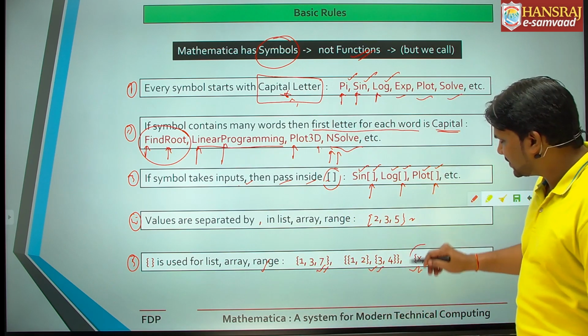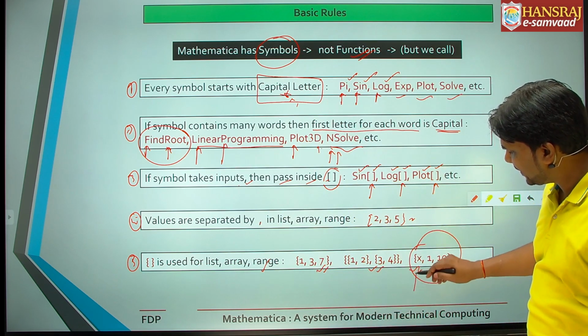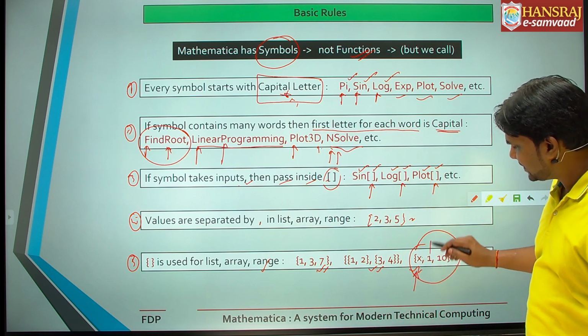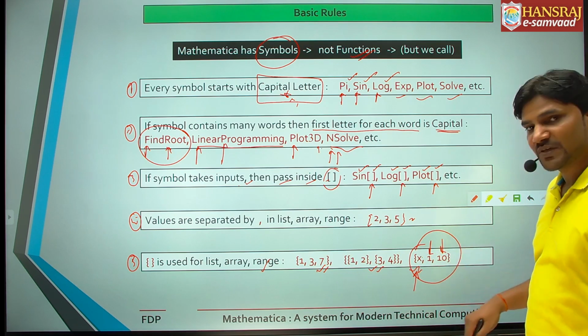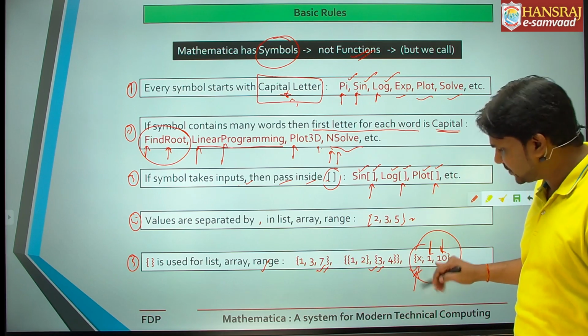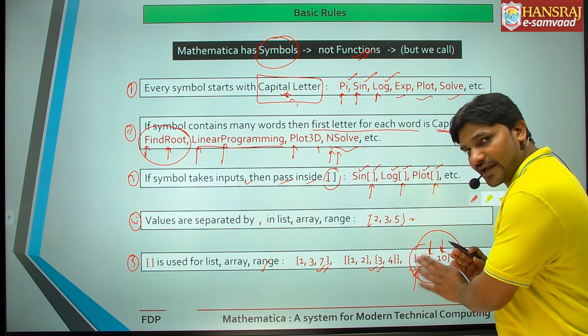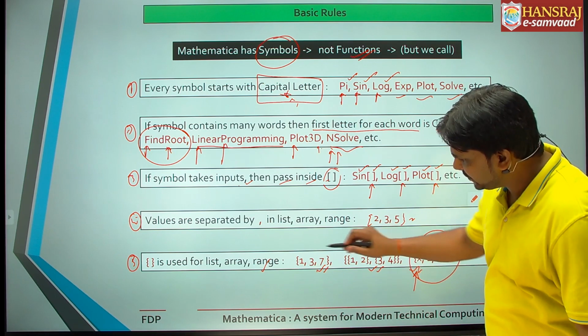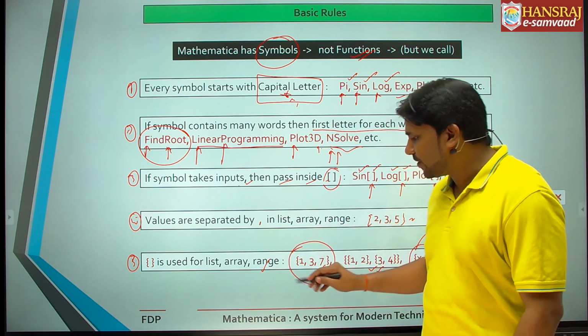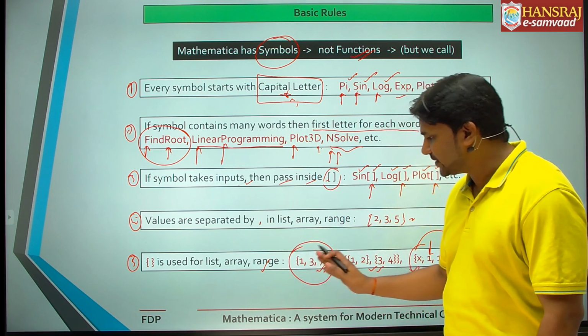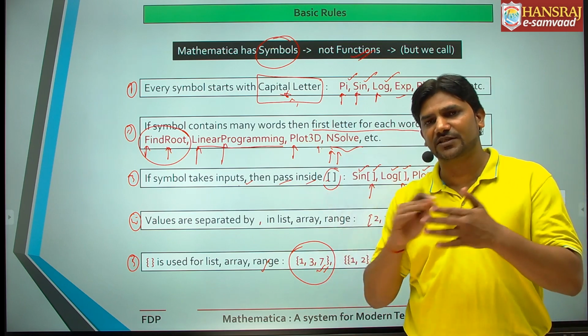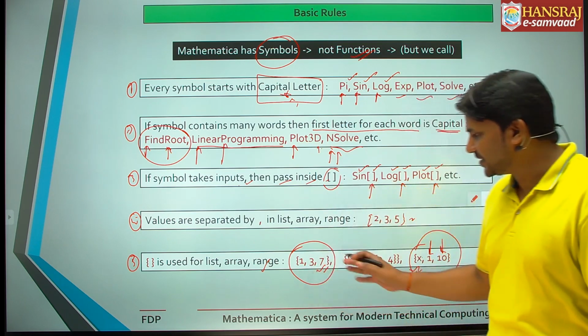So here, this one is range, because we are defining first x here, then the starting value and the ending value. So that is x from 1 to 10. That means it is taking x as a range. Here you can see this is the normal list, or we can call it a 1D list, 1, 3, 7. That is one dimensional, and 3 points, 3 values are there, 1, 3 and 7.